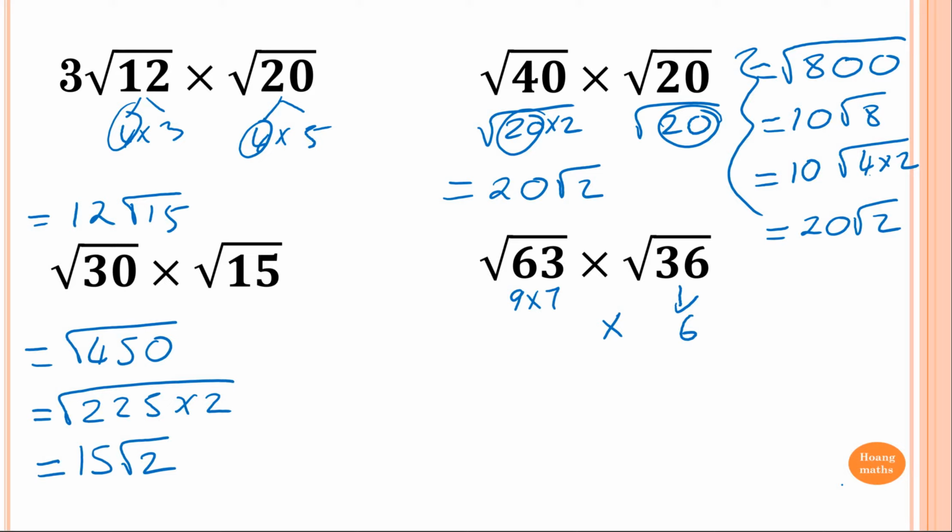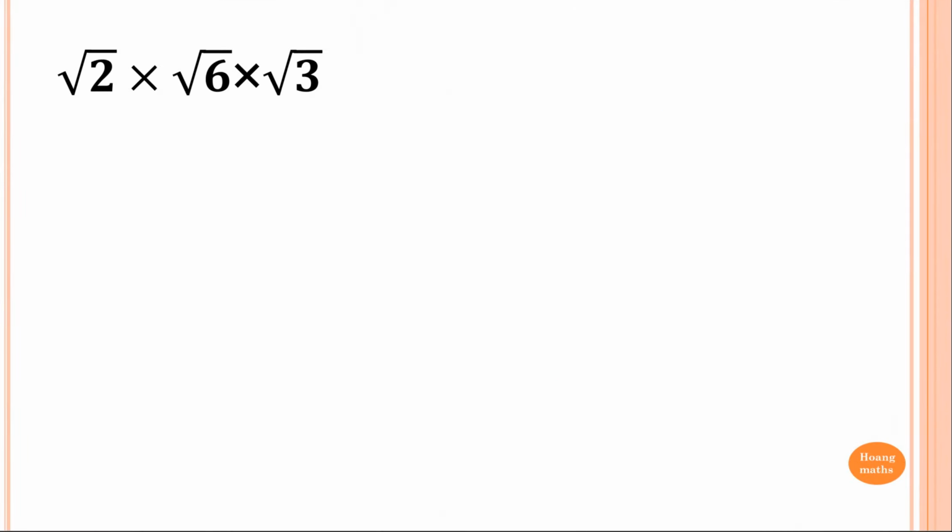Very good, 7, right? So the answer is, square root 9 is 3, so 3 root 7 times 6. So therefore, 6 times 3 is 18. So 18 square root of 7. Okay? Move on, next one. Okay, this one here. So what do I have here?